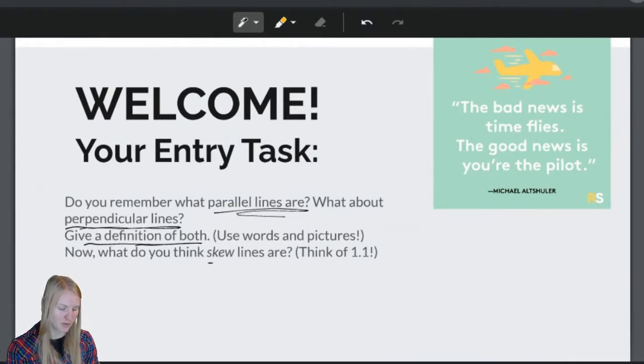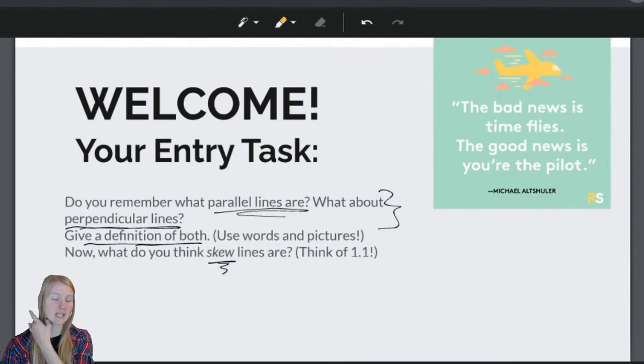And then, what do you think skew lines are? That's how we say this word. We say it skew. What do you think skew lines are? Think of section 1.1.